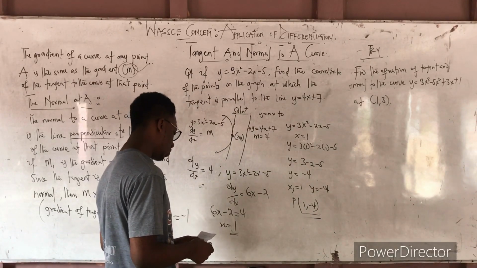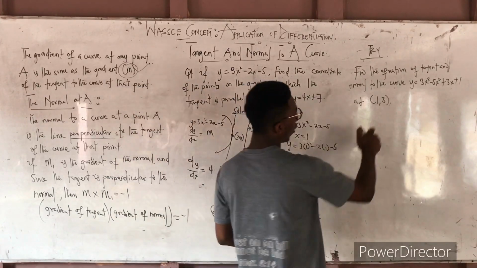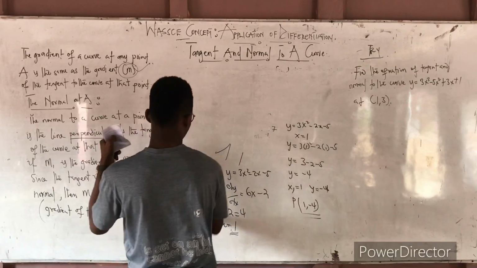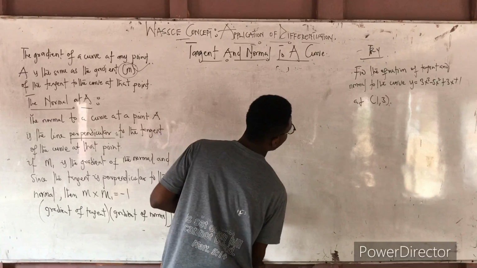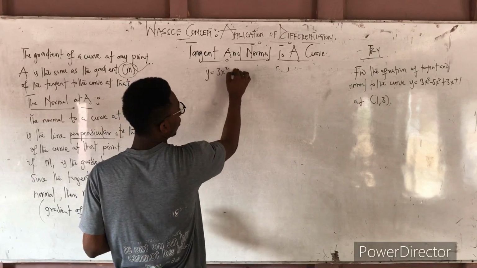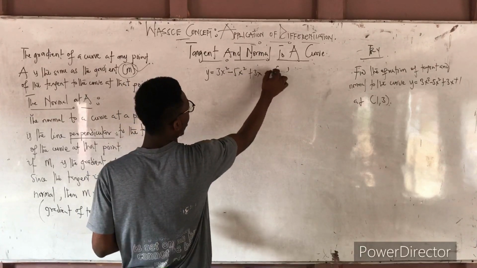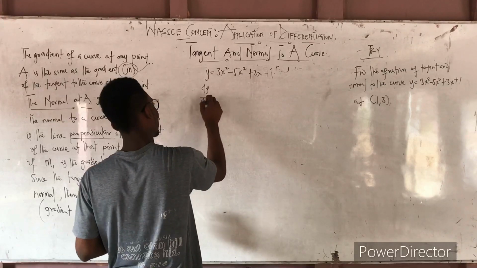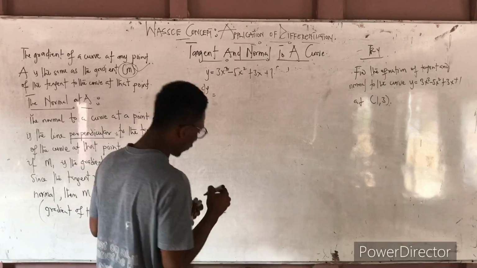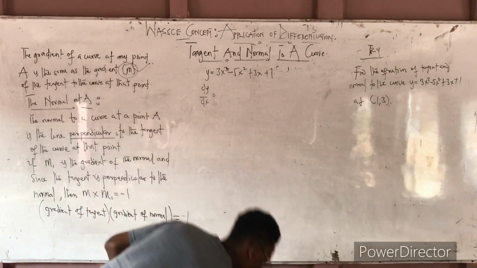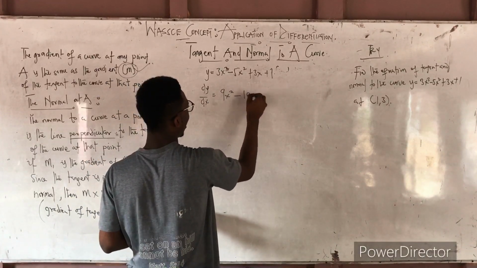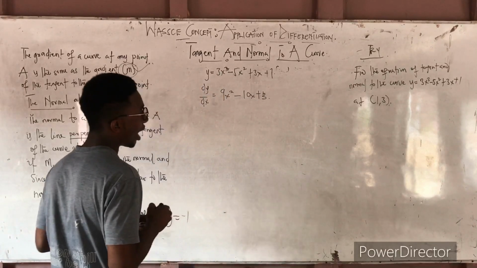Okay, and how do you do this? I know that you need the gradient of the tangent to do that. So now let me clear this and start working from here. That's the question over there. So y is equal to 3x cubed minus 5x squared plus 3x plus 1. Therefore, dy/dx becomes 9x squared minus 10x plus 3. This is our dy/dx.